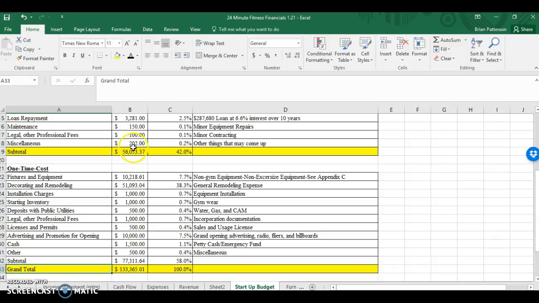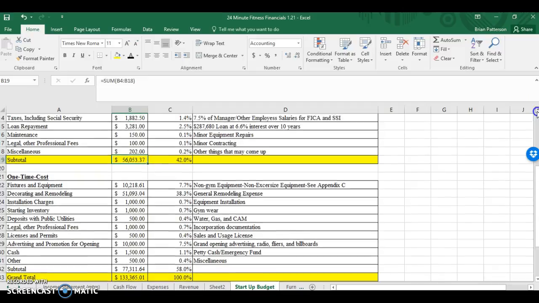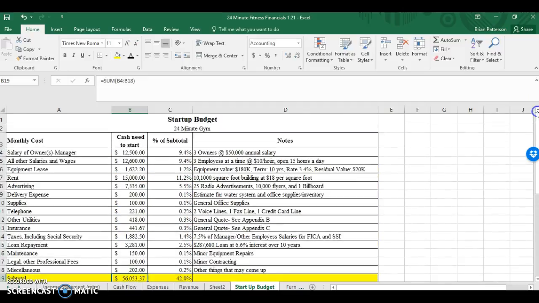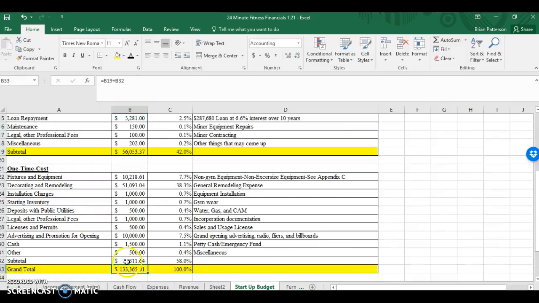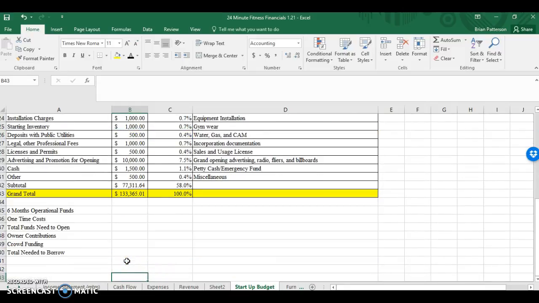So here I added, this is the subtotal of all of our monthly cost. In the bottom, this is the subtotal for our one-time cost, and this is the total cost, this number plus this number together. This is the next step. This part right here is going to tell us how much money we need to borrow.